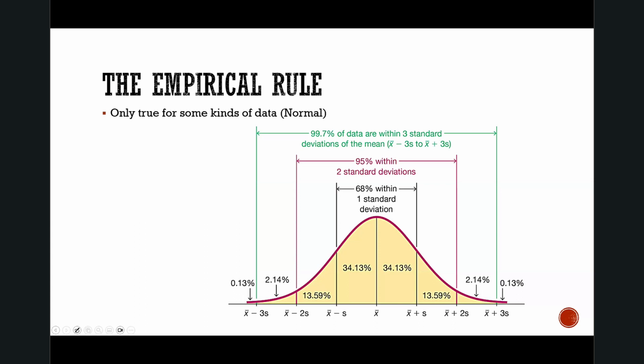95% is within 2 standard deviations of the mean, and 99.7%, basically everybody, is within 3 standard deviations of the mean.